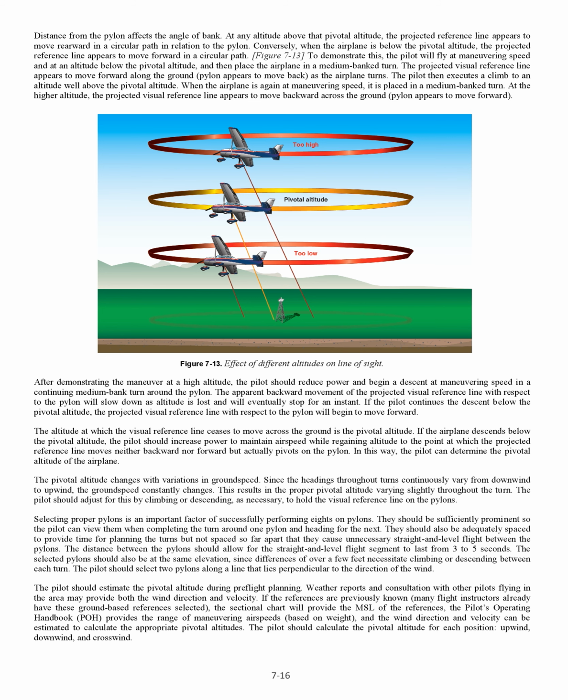The Pilot's Operating Handbook, POH, provides the range of maneuvering airspeeds based on weight, and the wind direction and velocity can be estimated to calculate the appropriate pivotal altitudes. The pilot should calculate the pivotal altitude for each position: upwind, downwind, and crosswind.